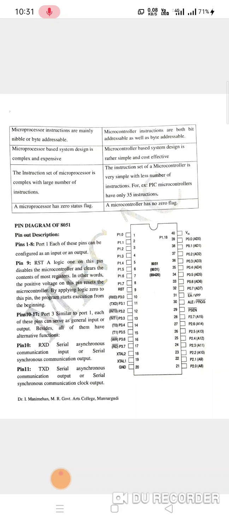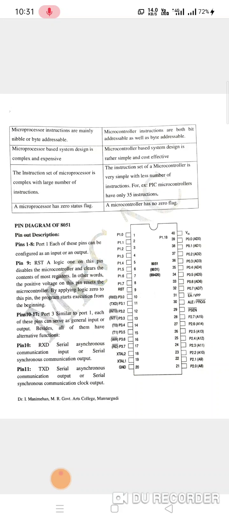Okay, and pin number 40 is VCC. In this pin diagram, pin number 20 is the ground and pin number 40 is the VCC. It operates on 5 volt only. So let us see the function of each pin. So the pin out description will be there.